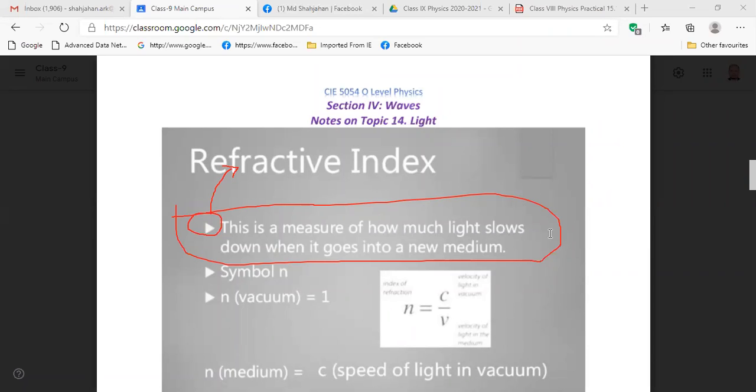Now it's clear. So, sir, if a light is traveling from a vacuum to air, the ratio will be the same, one, right, sir? Yeah, that's why we are saying n equals 1 there.